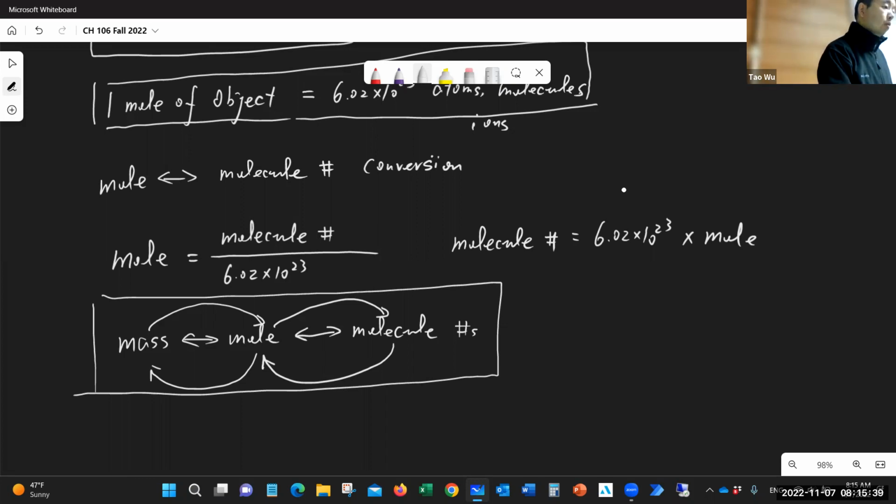But for the mass and mole conversion, the intermediate part is the molar mass, right? You need a molar mass to convert from mole to mass or mass to mole. For molecule number to mole, you need Avogadro's number, 6.02 times 10 to the 23rd.